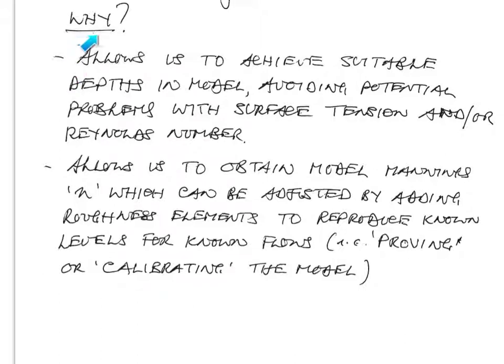Why do we have these distorted scale models? Well, of course, it allows us to achieve suitable depths in the model, and also it allows us to get a Manning's roughness in the model, which we can achieve by making the model surface rougher. If we didn't have a distorted scale, we'd probably find that Manning's n was of such a low value that we couldn't actually achieve it in practice.